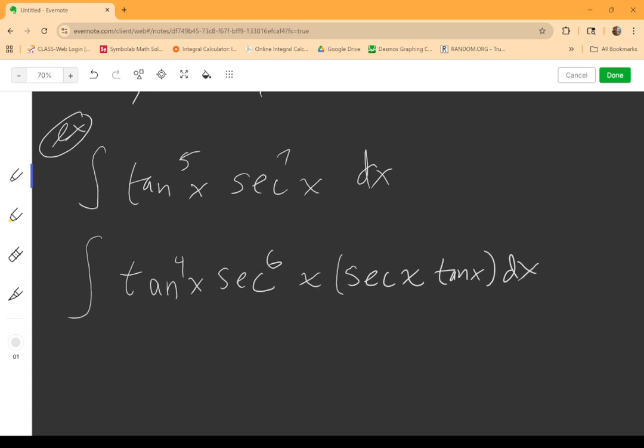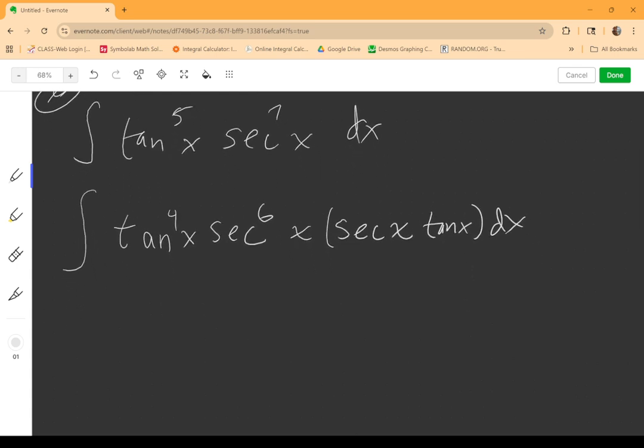Now I'll work on changing everything else not in terms of tangents, but in terms of secants, to be able to apply a substitution. So here I'll rewrite this again as secant squared x minus 1, squared, times secant to the 6th of x, and then our secant x tangent x dx.